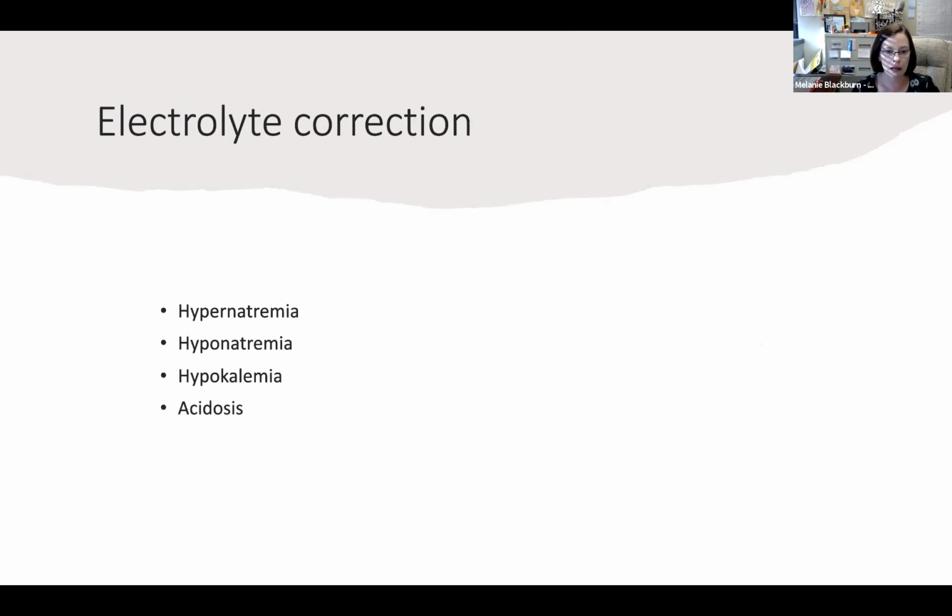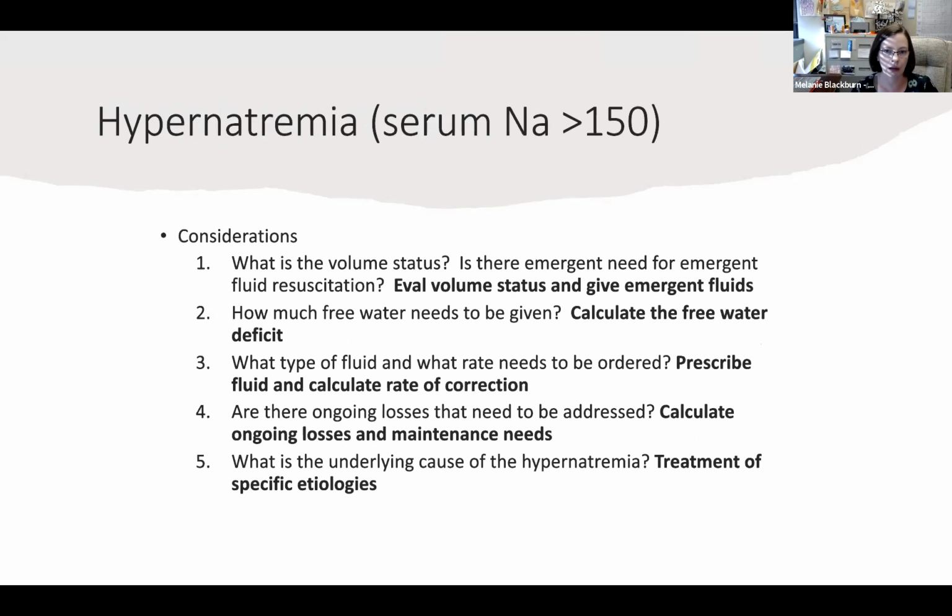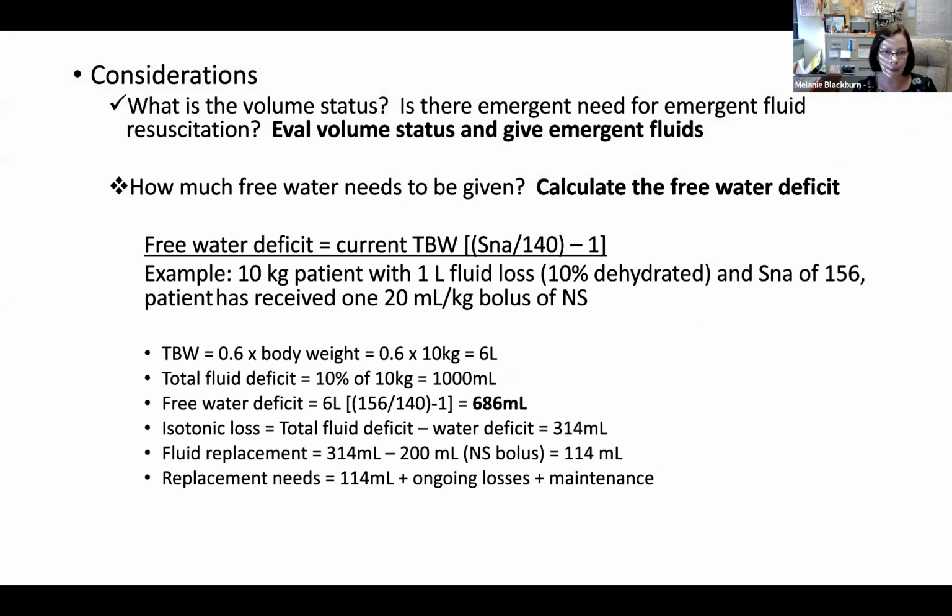All right, let's get into some electrolyte correction and some calculations, and then I'll have you do a few problems before we end. When we're looking at hypernatremia, we want to ask these questions. What is our volume status? How much free water needs to be given? What type of fluid and what rate needs to be ordered? Are there ongoing losses that need to be addressed? And what is the underlying cause of hypernatremia? We'll go through each of these a little bit.